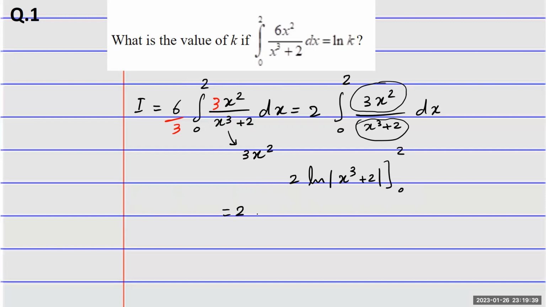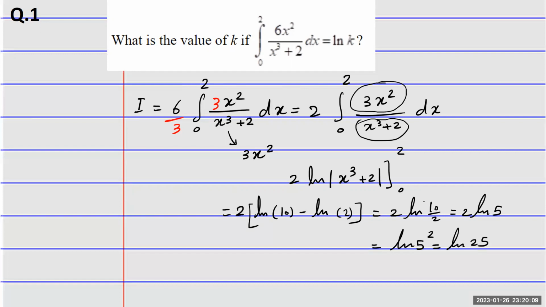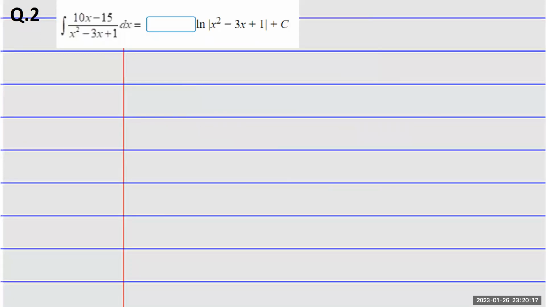So the answer is 2 ln, if you put 2 here, 2 cubed is 8 plus 2 is 10, minus ln, 0 cubed plus 2 is 2. So 2 ln 10 minus ln 2 is 2 ln, minus ln is division, 10 over 2 is 5, so 2 ln 5. And the 2 ln 5 simply can be written as ln 5 squared, which is ln 25. So if the answer is ln k, the k is 25. K equals 25. Okay?